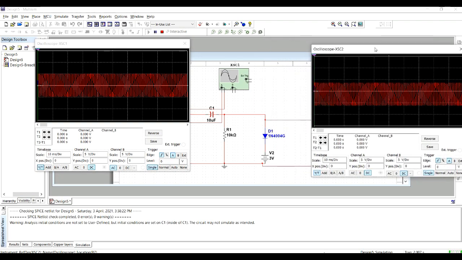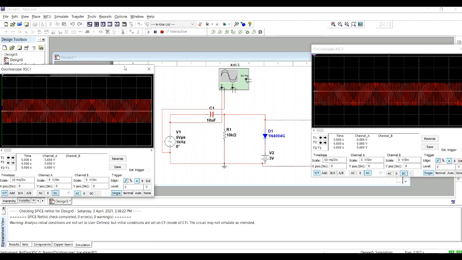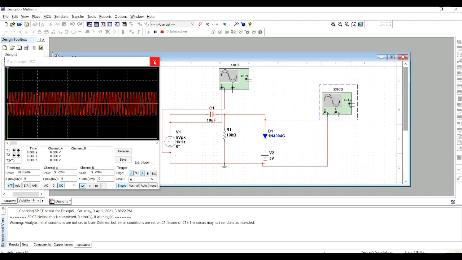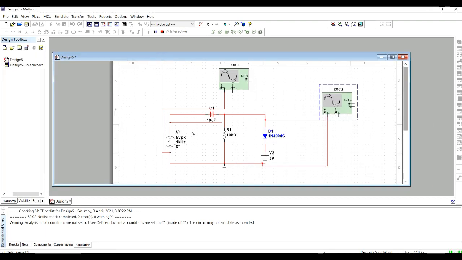So this is the lab simulation for our circuit, and that's all from us. Thank you.